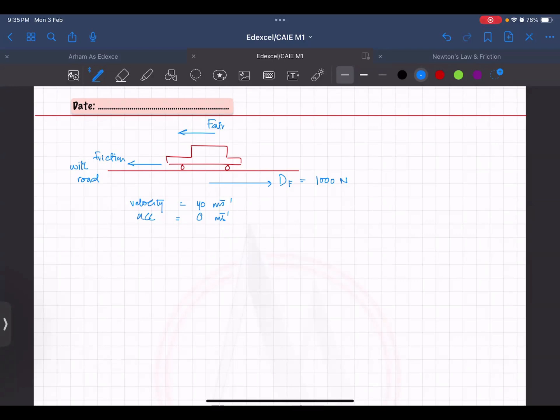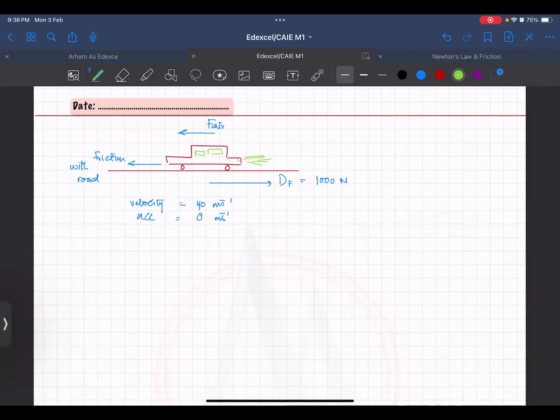Right now we know there are two more forces acting on this car. Can anyone identify? There are two more forces that are interacting with each other on this car. Anyone? Sir, downward and upward force. Yes, and what are they? Gravity and contact force. Yes, good.